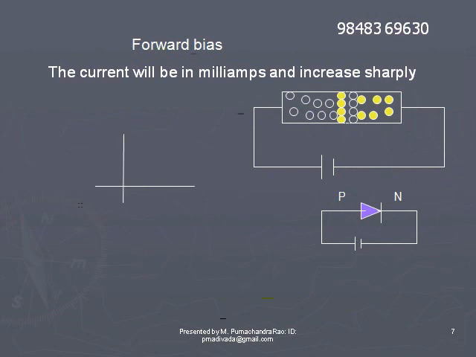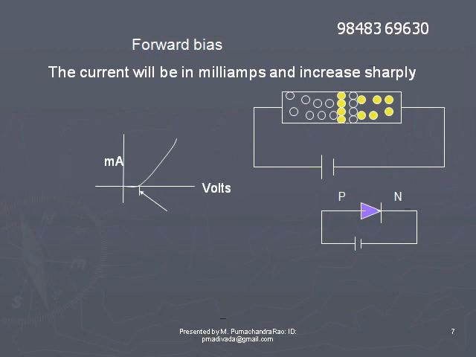We can draw a curve between the applied voltage and the current in the circuit. Let us plot potential difference, applied potential on the x-axis and the current in the circuit on the y-axis.